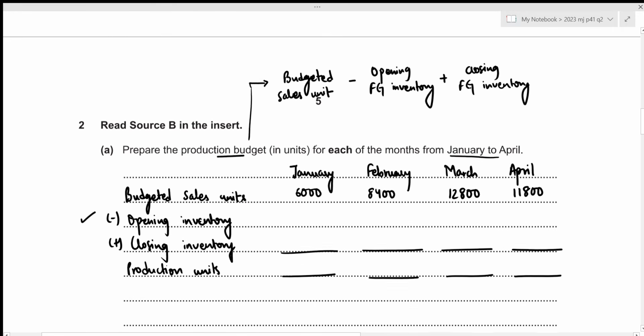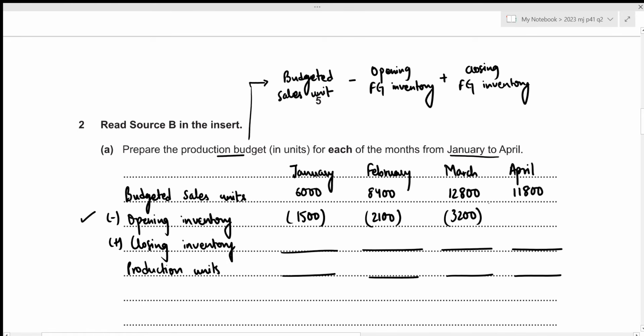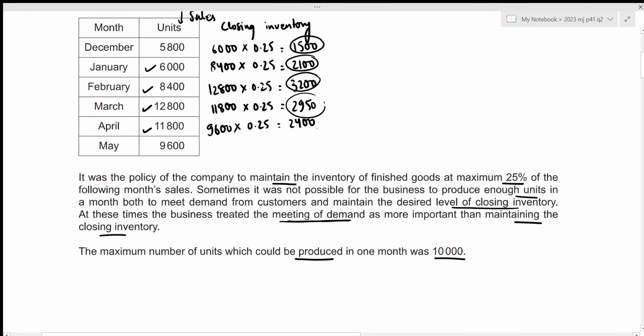Let's write it down. So that's 1,500, 2,100, 3,200, and 2,950. Now, also remember that the closing inventory for this month is just going to be the opening inventory for the next month. So for the closing inventory of January, it's going to be the same as the opening inventory for February. So that's 2,100, 3,200, 2,950. And for the month of April, we figured it out to be 2,400.